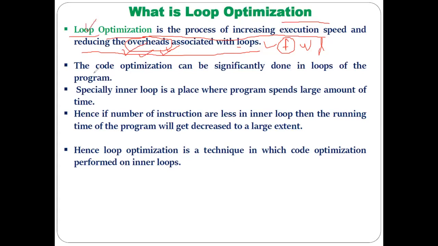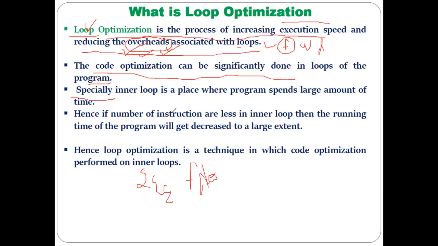Okay. So code optimization can be done significantly in the loops of a program. Through loop optimization, your overall code also gets optimized, and because of that, the overall execution speed of the program also improves. Okay, so what happens is that many times we have loops within loops. Loops within loops, that is considered the nested loop concept, which you must be knowing.